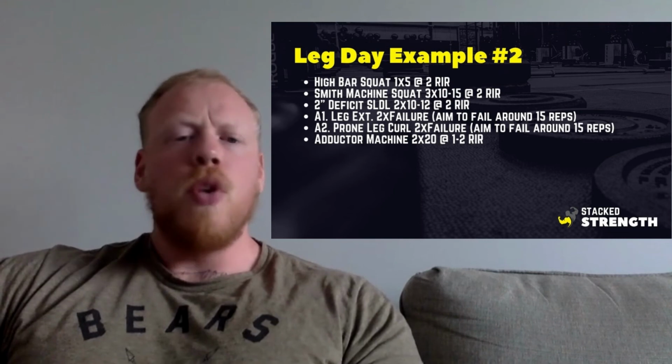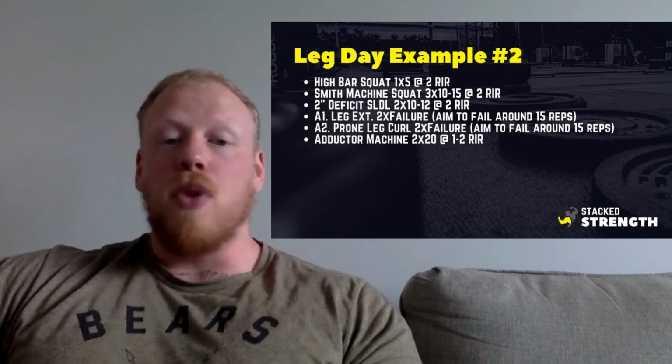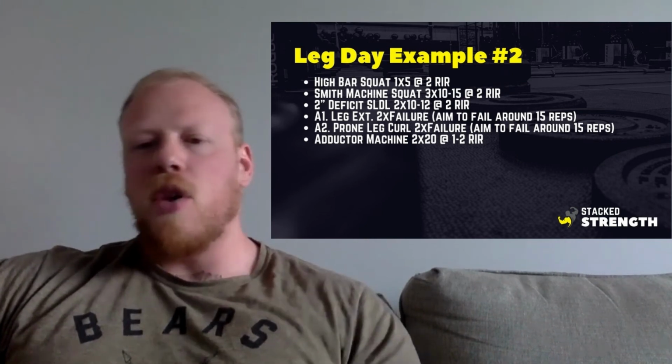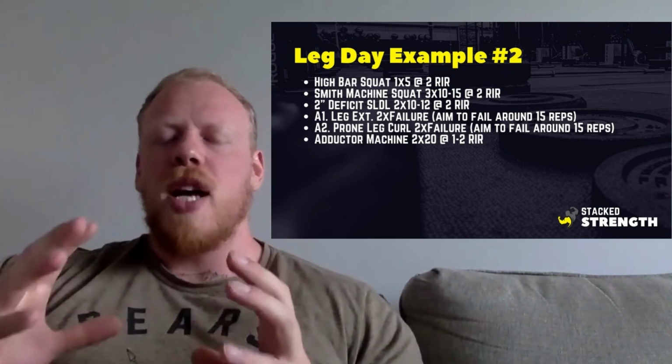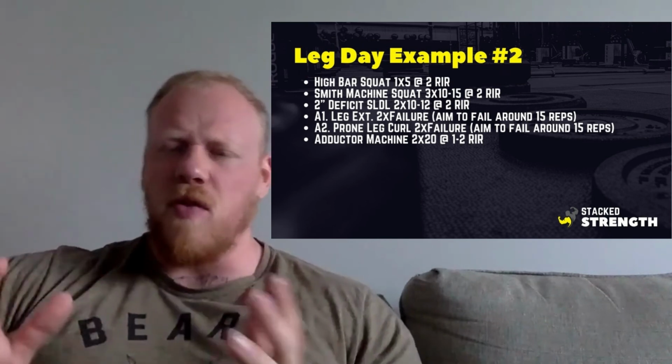Then we're doing another superset. So we're doing leg extensions, 2 sets of failure, and then prone leg curls, 2 sets of failure. Aim to fail around 15 reps. Okay, so whether you get 17 or 15 or 13 or whatever, not a huge deal. We're just going to try and select a load where you can fail roughly at around 15 reps, give or take, 3 or 4, something like that.